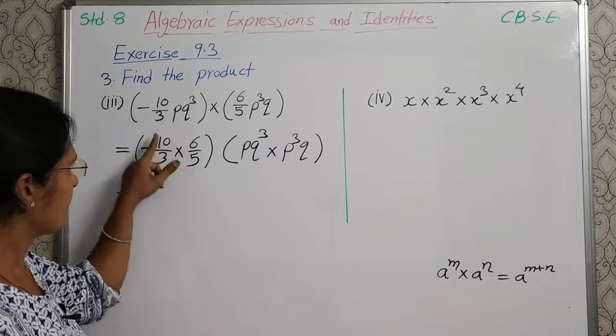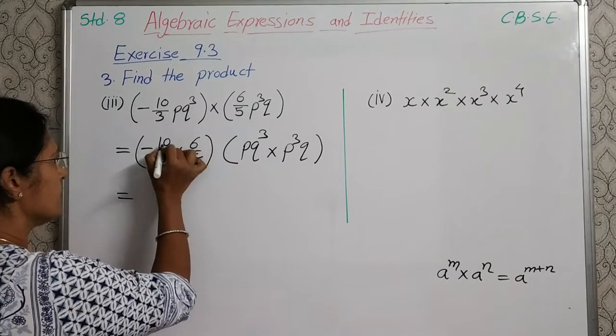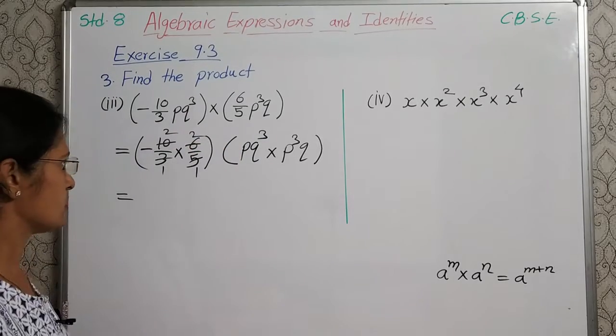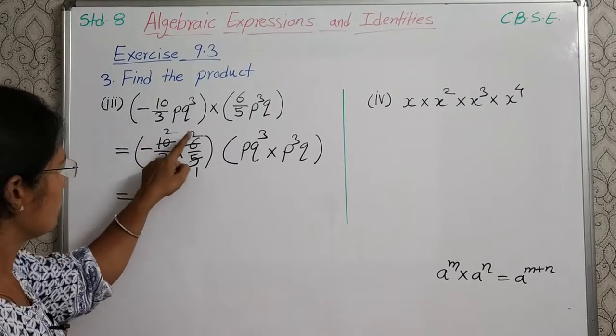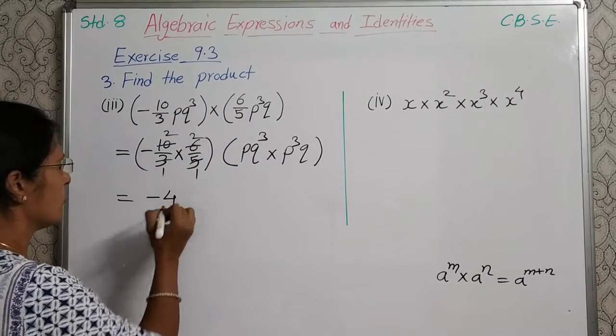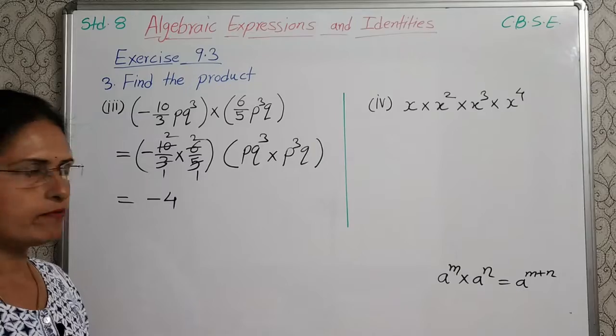Here you can simplify. 5 1s are 5, 5 2s are 10, 3 1s are 3, 3 2s are 6. Minus 2 2s are 4 by 1. It means it is minus 4. No need to write the denominator 1.